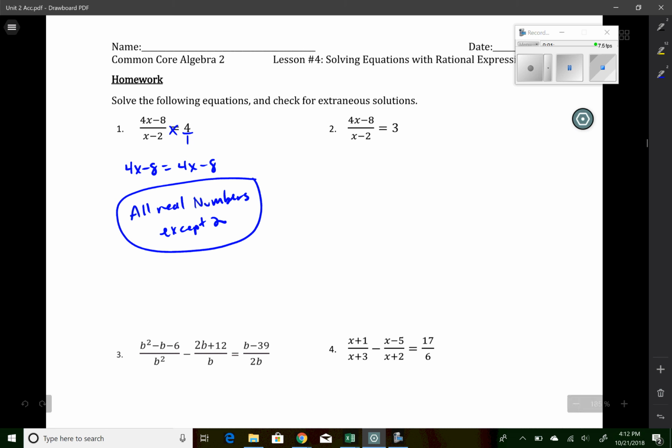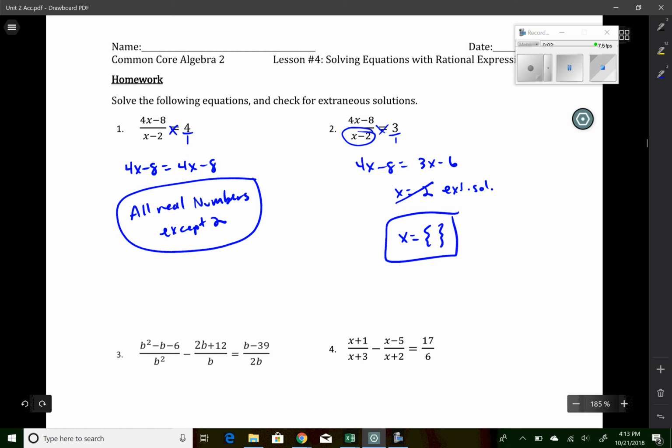For number 2, if you cross multiply here again, I'm going to get 4x minus 8 is equal to 3x minus 6. This one actually is solvable. So if I move the 3x to the other side and the 8 to the other, I get x equals 2. Well, 2 we know would make this undefined, so that's rejected. It's what we call our extraneous solution. So we could actually say x has no solution. So an empty set of brackets, or you could write no solution or use the symbol of the 0 with the slash horizontally through it.